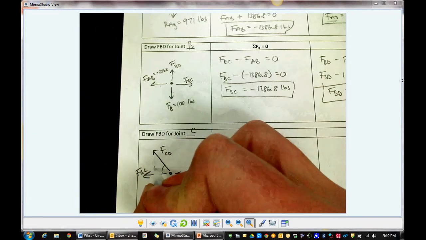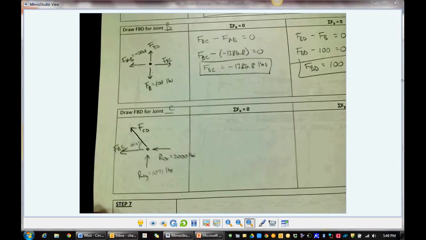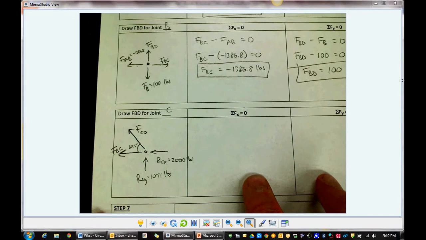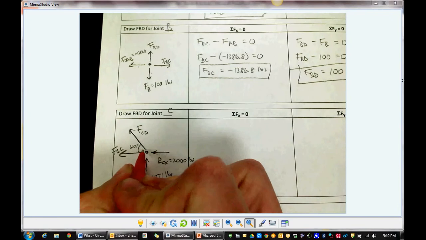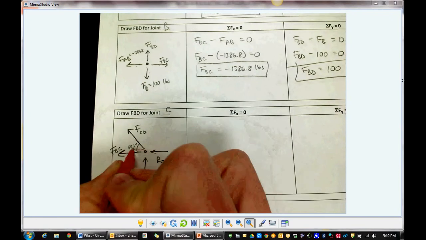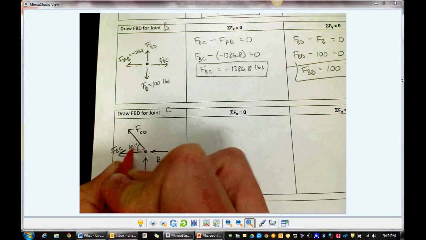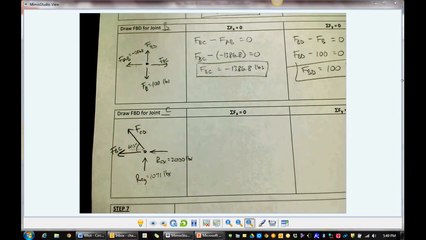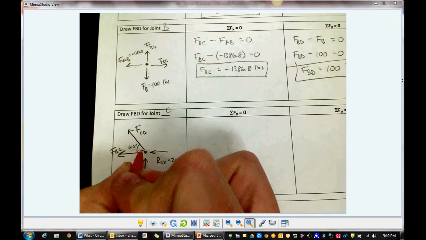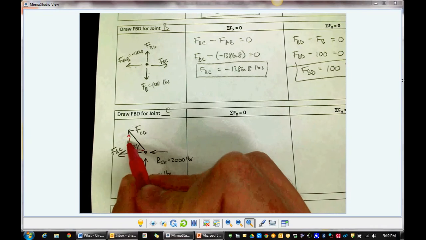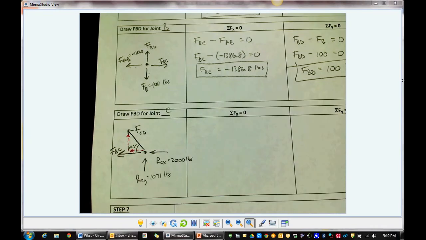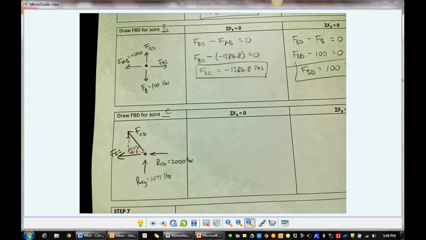We need to go find that angle. That's 60.3 degrees. All right, and before we start, we need to break any forces at angles into components. The one at an angle is force CD. It's got a leftward component to it and an upward component to it. So there's FCDY, and there's FCDX. I'm not going to write those on there because it just muddies up the picture too much.